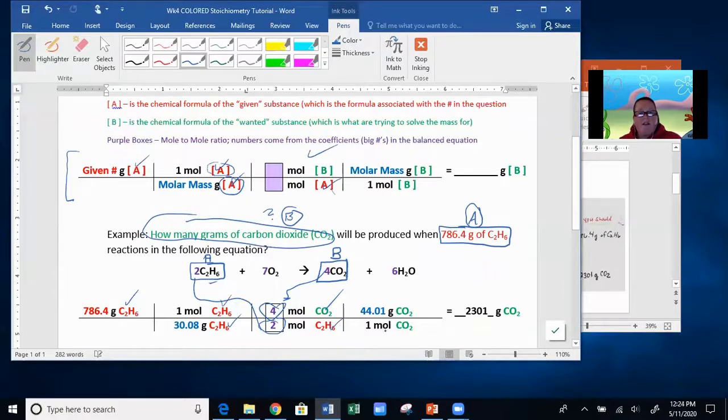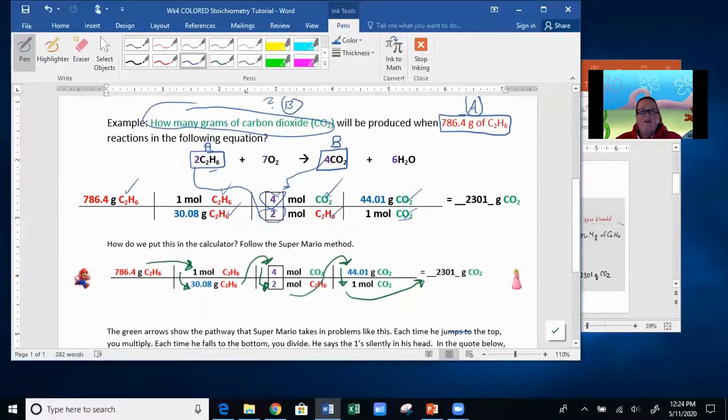The next step is converting from moles of carbon dioxide, which is our B, to the grams of carbon dioxide. And to do that, I have 1 mole of B, which is carbon dioxide. Notice that I have a B here, a B here, and a B here. B is CO2, CO2, CO2. 1 mole of that has a mass of 44.01 grams of carbon dioxide.